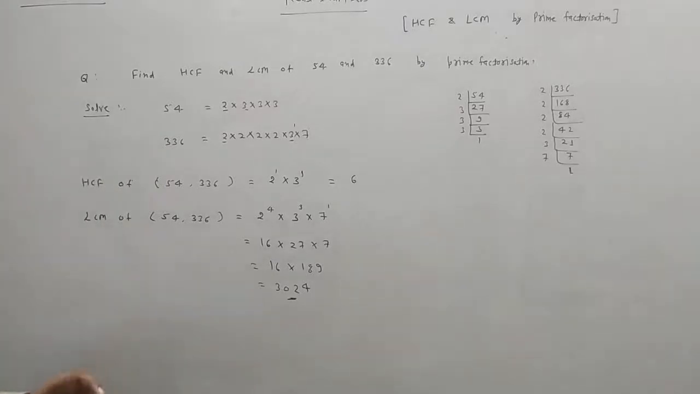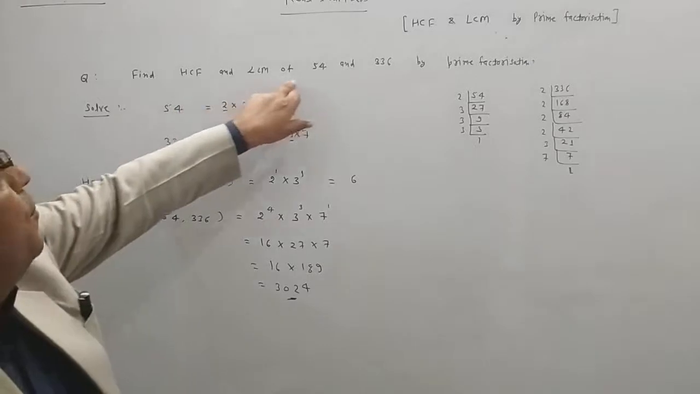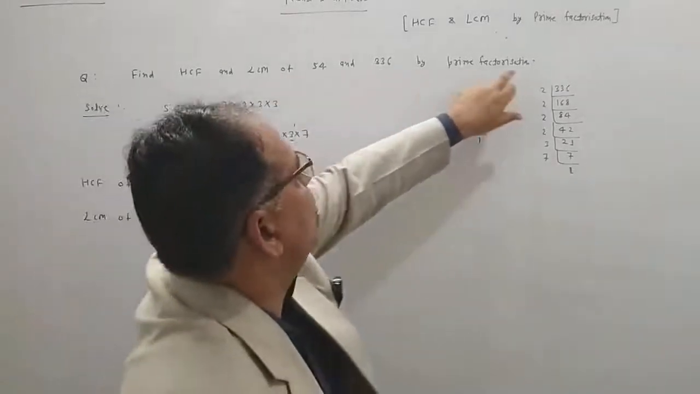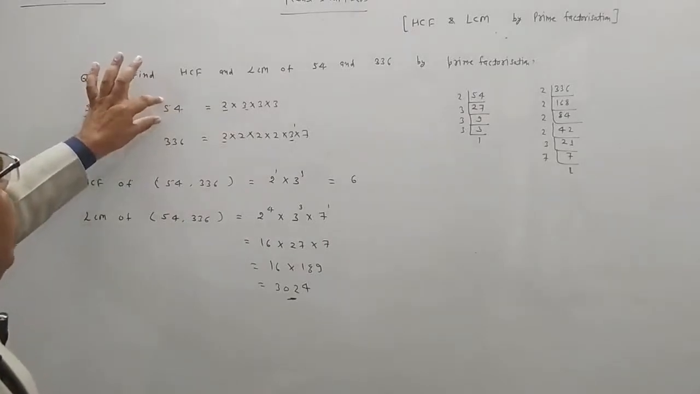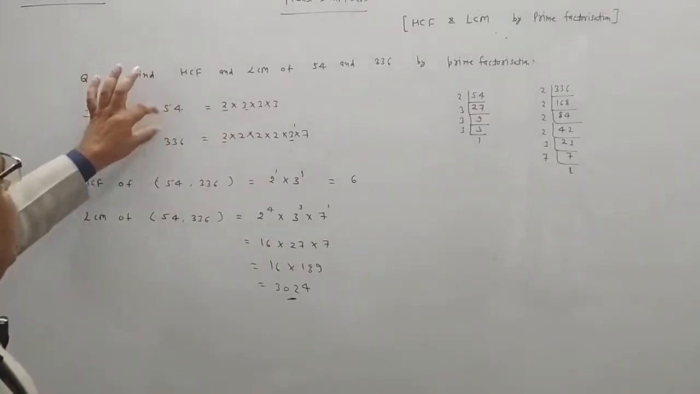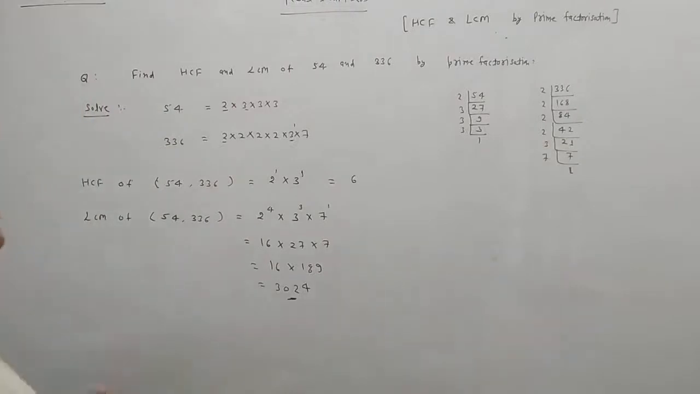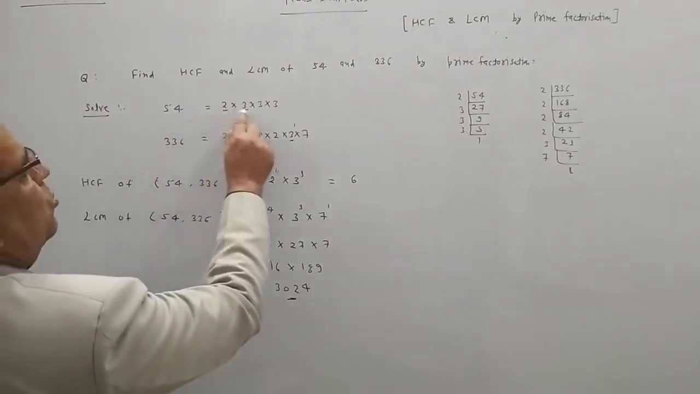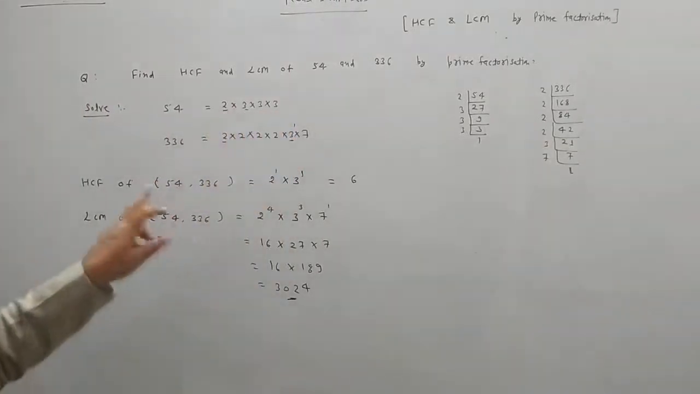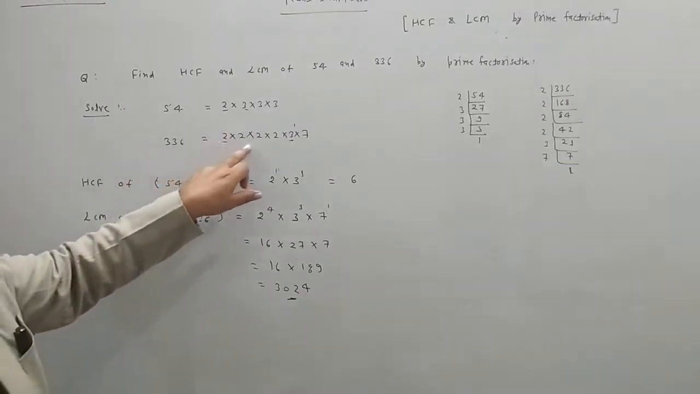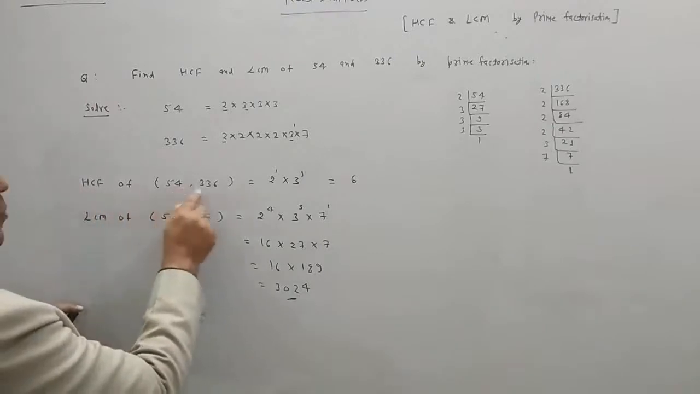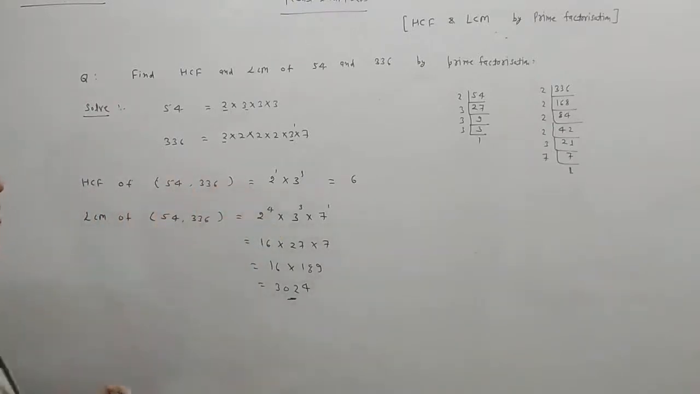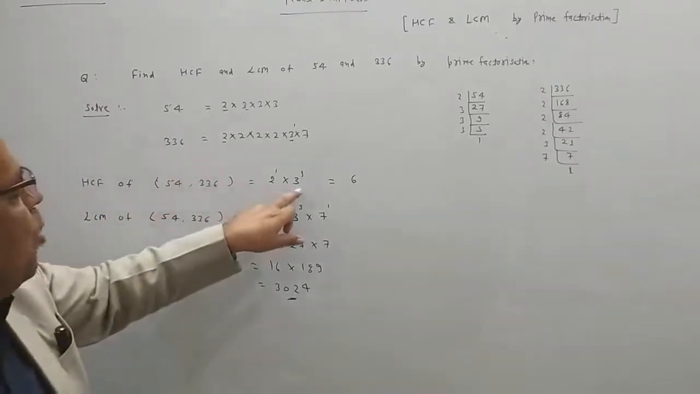So what is the process? I am repeating again. First we find the SCF and LCM of 54 and 336 by prime factorization. The first step of the process is that we find the prime factorization of both the numbers 54 and 336. These are expressed as: 54 can be expressed as 2, 3, 3 and 3, and 336 is expressed as 2, 2, 2, 2, 3 and 7. Now the SCF of 54 and 336 is written as the smallest power of the common prime factors.